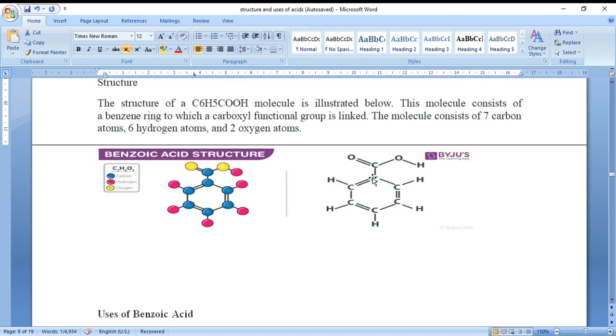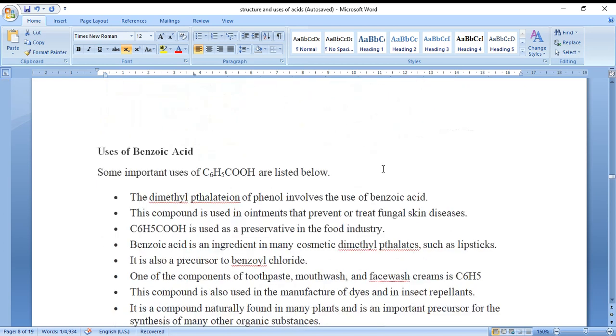In simple terms, this is a benzene ring. So don't think this is a complex structure. It is simply a benzene ring attached to the COOH. Benzene has 6 carbons and 3 alternate double bonds, each carbon has a hydrogen, and along with it there is the COOH. That means the molecular formula of benzoic acid is C6H5COOH.